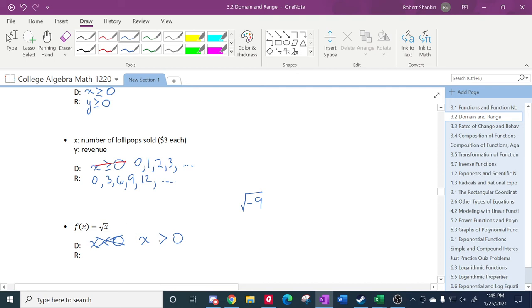All right, but we can also refine this. We have to ask, is 0 itself allowed? Negative numbers are not allowed as inputs to this function. But can you take the square root of 0?